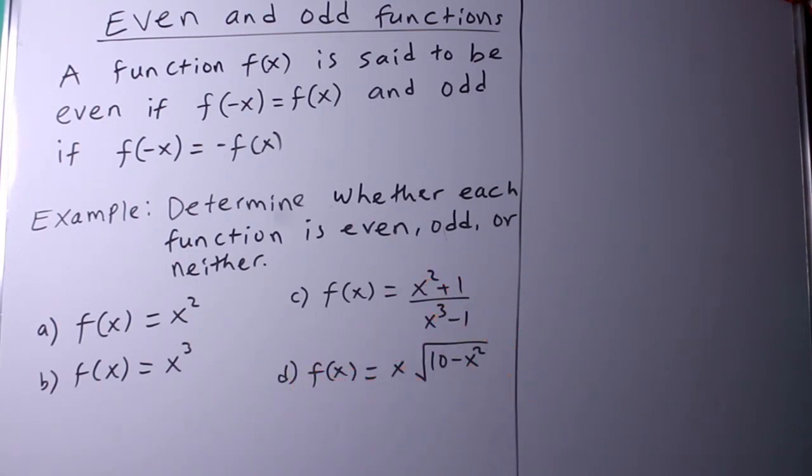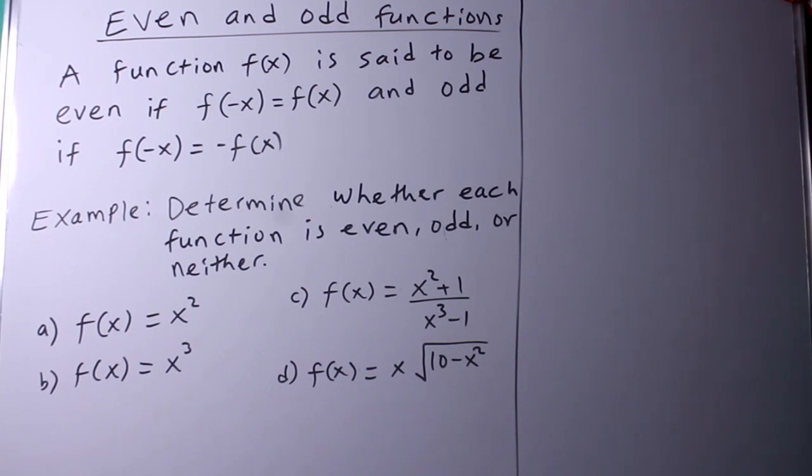Today we are going to be teaching you how to find an even function, an odd function, or how to identify whether a function is neither even nor odd. So we'll move directly to the definition of an even function and an odd function. A function f of x is said to be even if f of negative x is equal to f of x, and it is odd if f of negative x is equal to the negative of f of x.